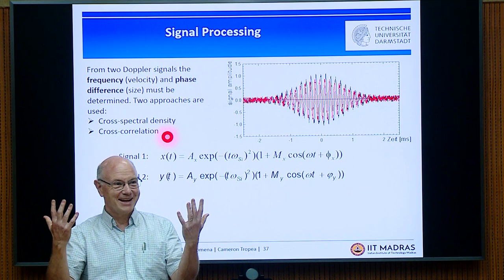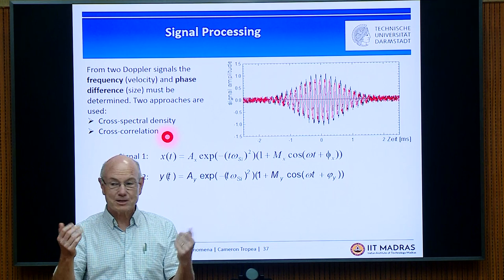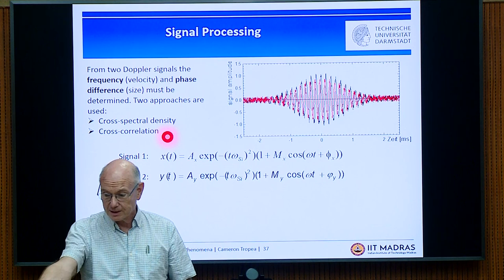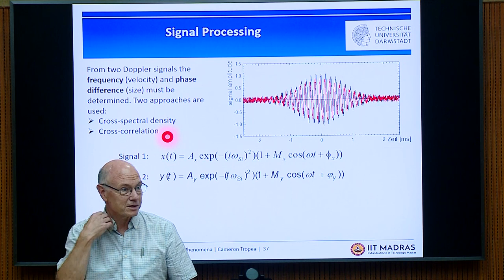And you can do the cross-spectral density function. So the spectral density of one signal, everybody knows the power spectral density. That's what you see on your audio system. When it's playing music, you see the power spectral density of the different frequencies. But if you have two signals, you can do the cross-spectral density.